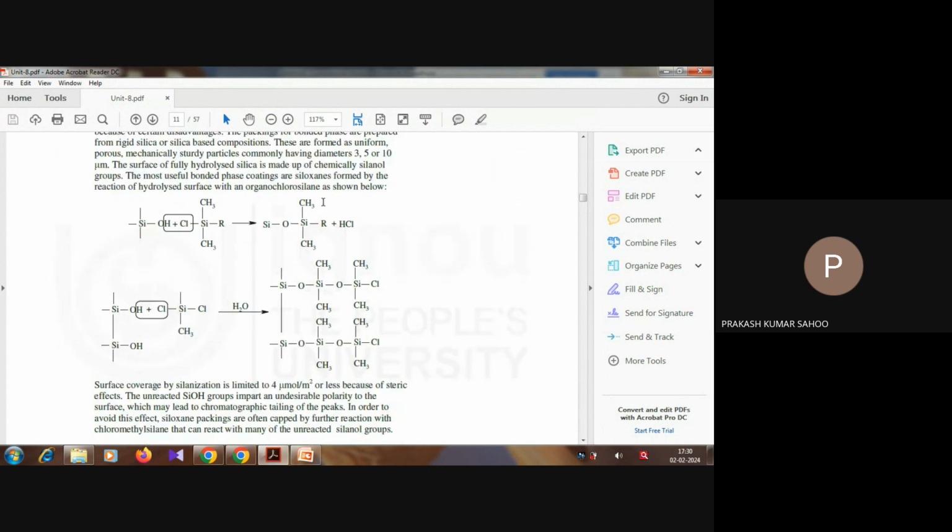For the preparation of organochlorosilane, it is SiOH, that is silanol, with trialkyl silyl chloride. Then removal of hydrochloric acid will form this compound, and on reaction with further groups, it will form a cross-linked structure. This is nothing but your organochlorosilane. Just remember, in organochlorosilane, each terminal silicon atom will have one chlorine group. So this is known as organochlorosilane.